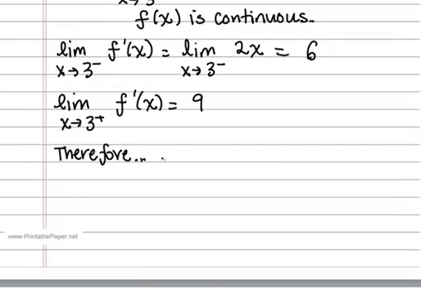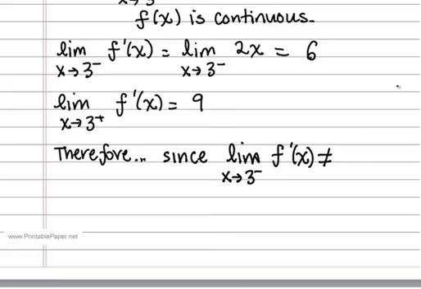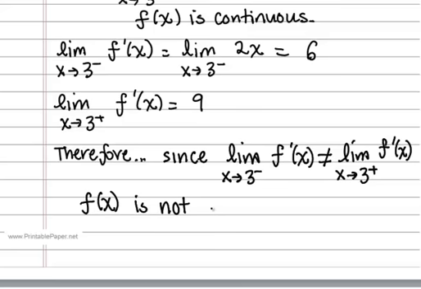Therefore, the limit coming from the right and the limit coming from the left aren't approaching the same slope value. Our function, although it's continuous, is not differentiable because our curve is not smooth at the value 3. Our slopes are approaching different things. Hence, f of x is not differentiable.